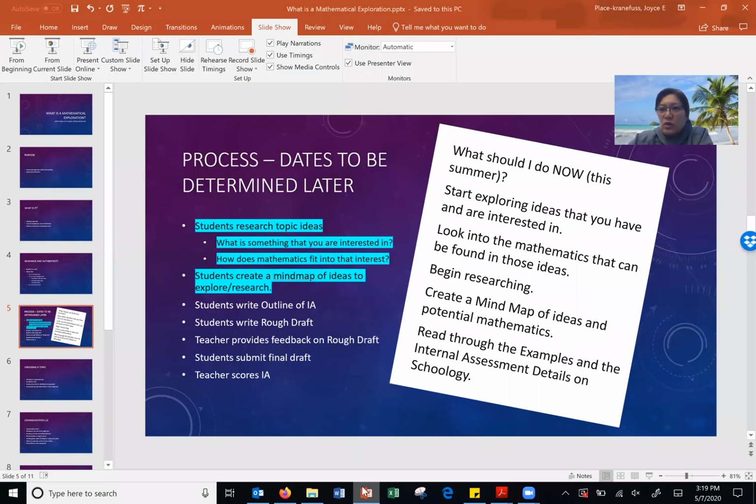So what could you do this summer? I'm not asking you guys to write your IAs, and neither is Mr. Dre or Mr. Ellis. But what we're asking you to do is start thinking and exploring ideas that you have an interest in, and then looking into those ideas and figuring out what mathematics can be found in those ideas. Start your research. Start creating a mind map of ideas and potential mathematics. The other thing I'm going to ask you guys to do is read through those examples that are going to be on Schoology, and then also start looking into what the internal assessment details are with regards to scoring.